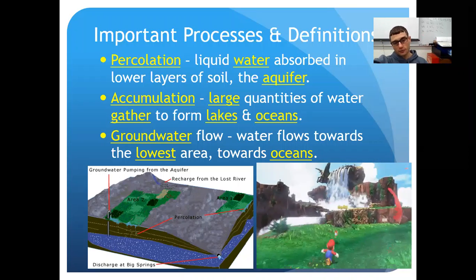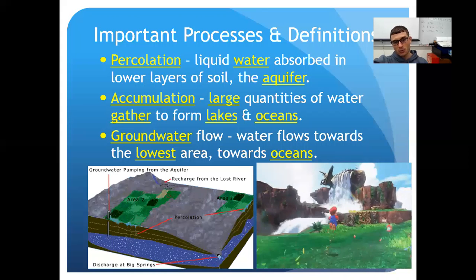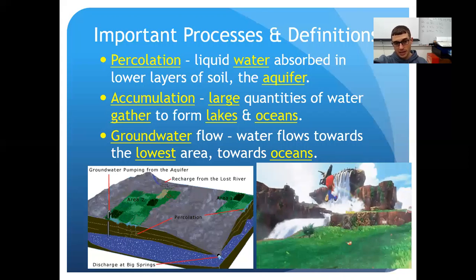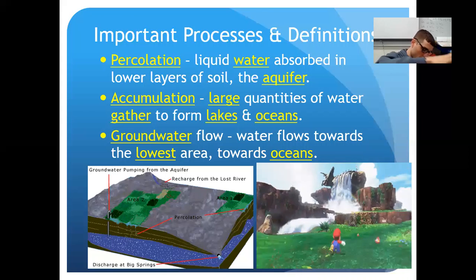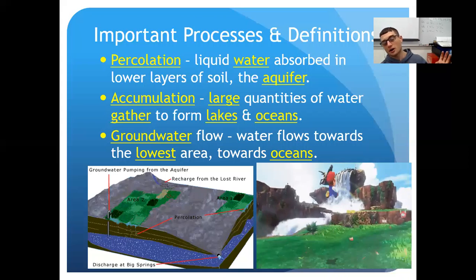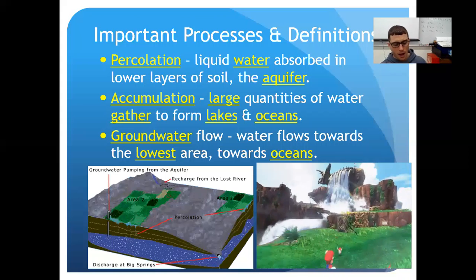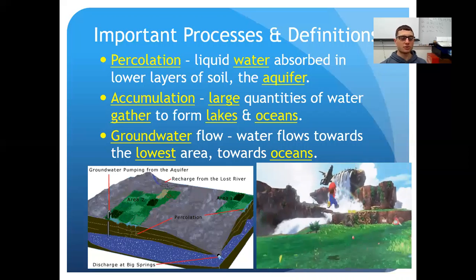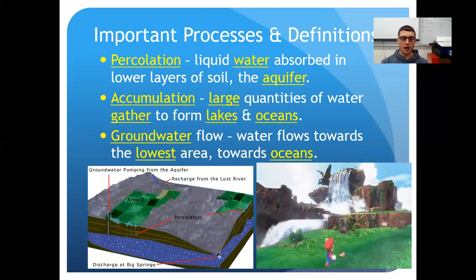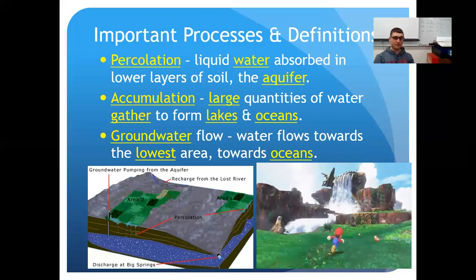And then groundwater flow, guys, that is where the water flows towards the lowest areas, ultimately into the ocean. So it's where the water flows out underground. Accumulation is where it flows, my bad, guys, onto the surface. Okay, so that concludes what we got for content.